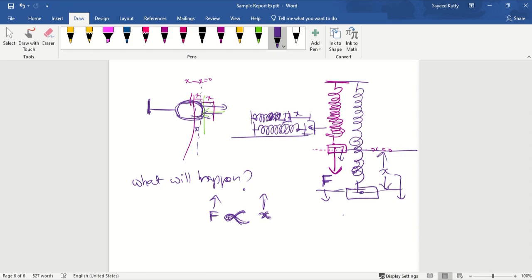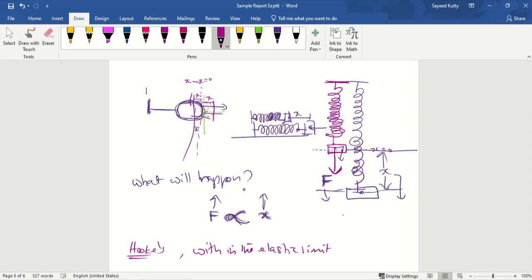And actually, when we talk here, I need to talk a little bit about Hooke's law. What does Hooke's law say? Within the elastic limit, within the elastic limit. Why this? This is a condition. What is the meaning of elastic limit?